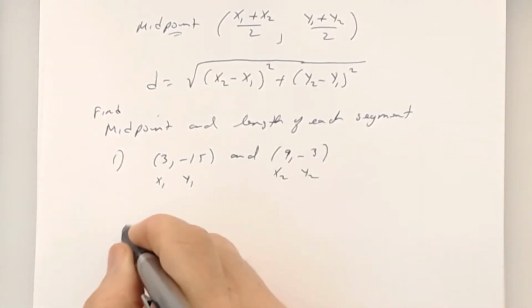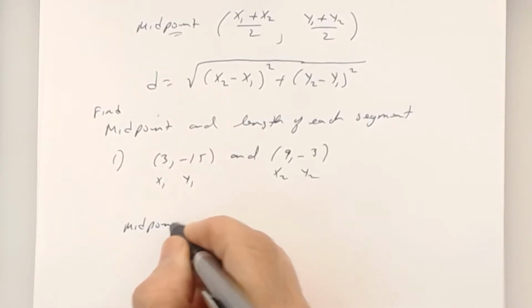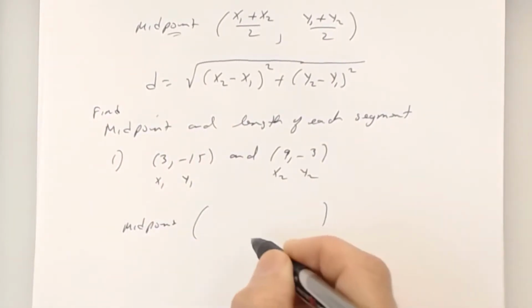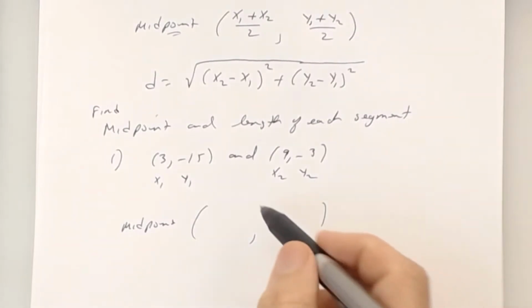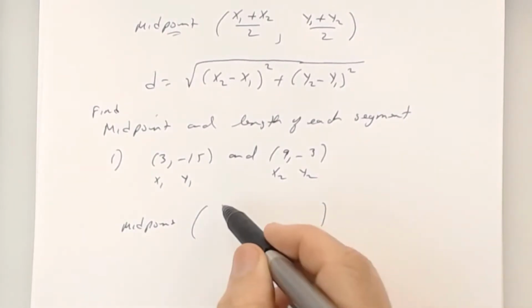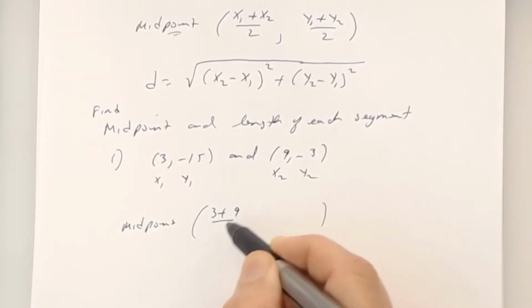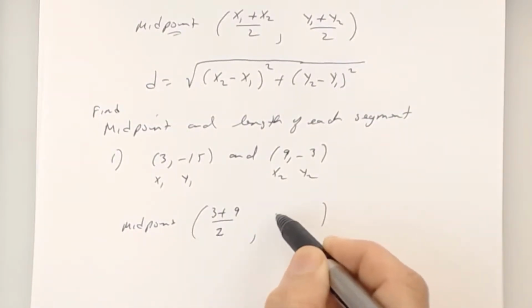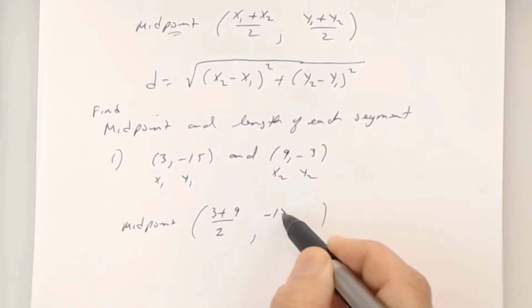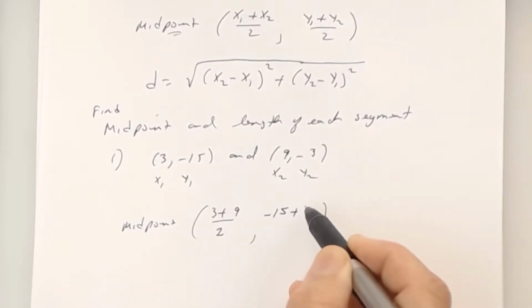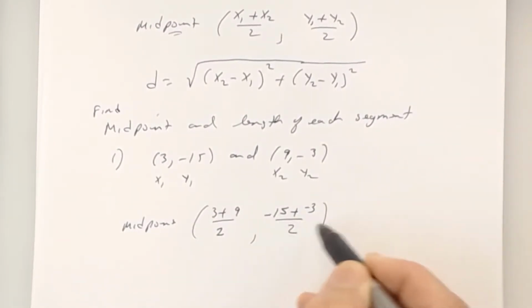And so therefore, let's find the midpoint. So the midpoint, remember, is a point. So you need parentheses, okay? And you have to find your x coordinate and then find your y coordinate. To find the x coordinate, you say 3 plus what? 9 divided by 2, comma, and then what? Negative 15 plus a negative 3 divided by 2.